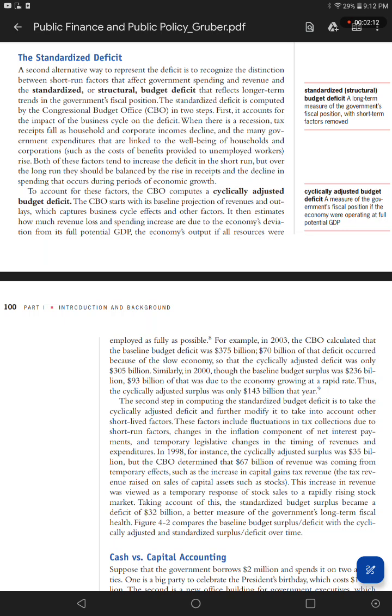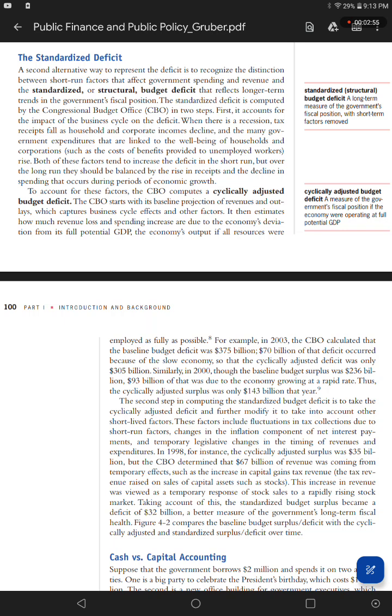For example, in 2003, the Congressional Budget Office calculated that the baseline budget deficit was $375 billion. $70 billion of that deficit occurred because of the slow economy, so that the cyclically adjusted deficit was only $305 billion. Similarly, in 2000, though the baseline budget surplus was $236 billion, $93 billion of that was due to the economy growing at a rapid rate. Thus, the cyclically adjusted surplus was only $143 billion that year.